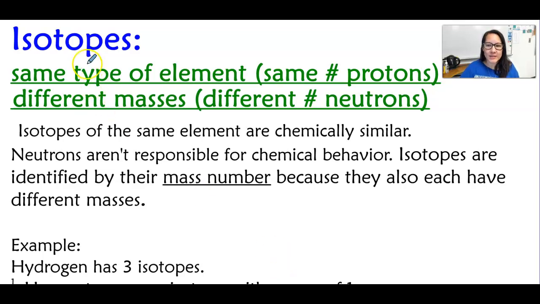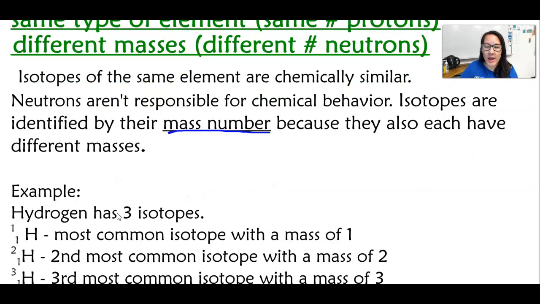We're going to focus on isotopes. Isotopes are the same type of element because they have the same number of protons, but they're only different because of their masses. They have a varying number of neutrons. Isotopes of the same element are chemically similar. Neutrons are not responsible for chemical behavior. Isotopes are identified by their mass number because they also each have different masses.